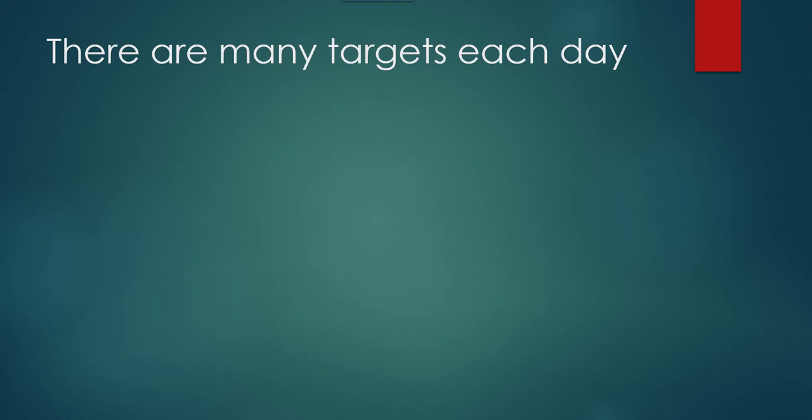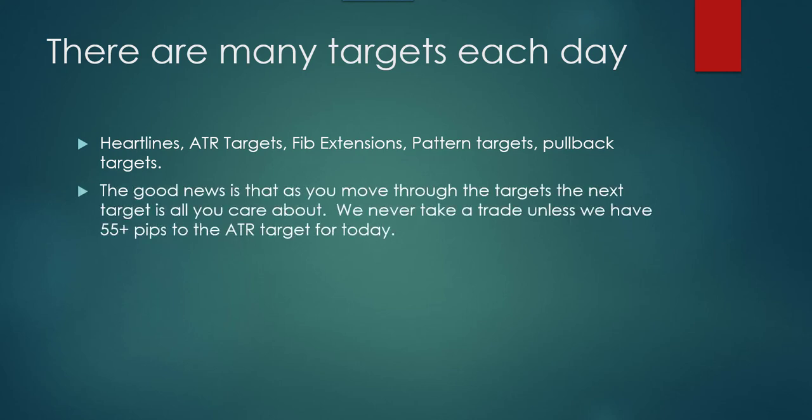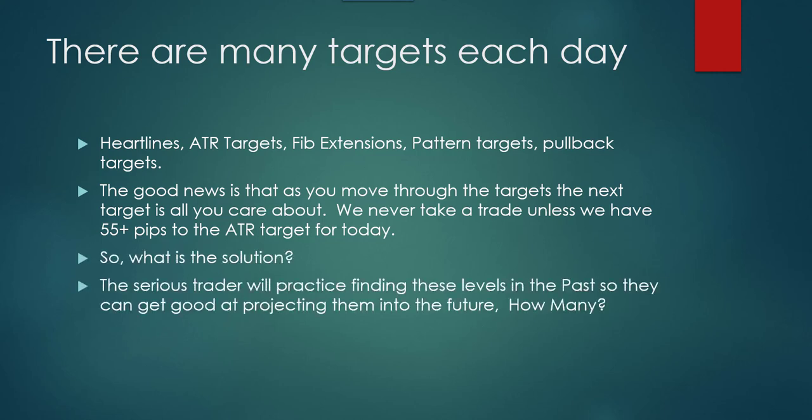So there are many targets every day: heart lines, ATR targets, fib extensions, pattern targets, pullback targets, etc. The good news is that as you move to the targets, the next target is all you care about. And we never take a trade unless we have 55-plus pips to the ATR target for today. So what is the solution? The serious trader will practice finding these levels in the past, not trade live, do them in the past so they can get good at projecting them into the future.